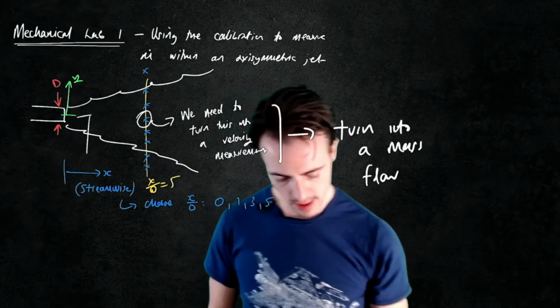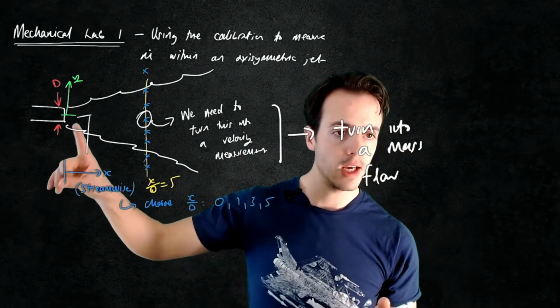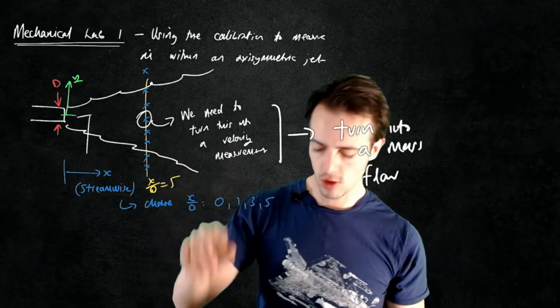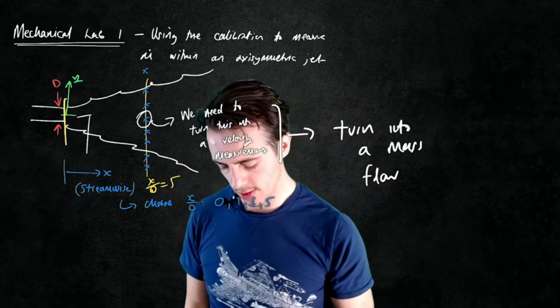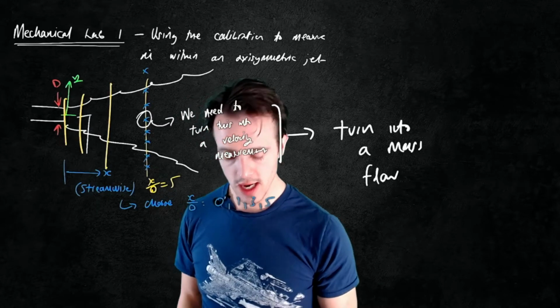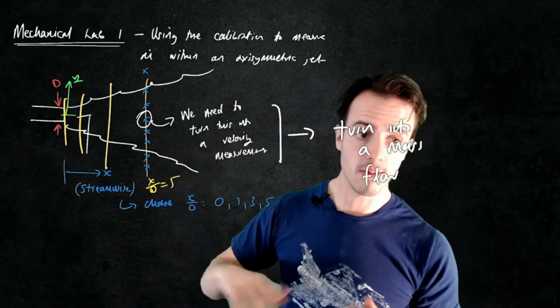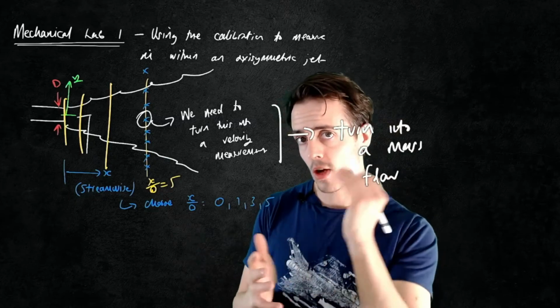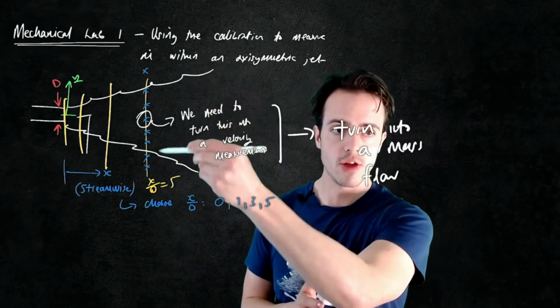So what I'm expecting you guys to produce for this laboratory is 4 sets of these velocity profiles. One at X on D is equal to 0, one at X on D is 1, one at X on D is 3, and one at X on D is 5. So each of those is going to be a plot of the velocity versus the y location.